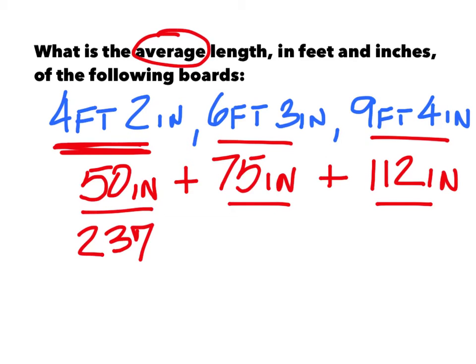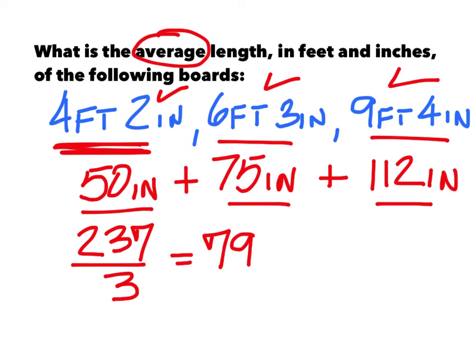237, and what should I do to that 237? Divide it by 3, because we have 3 items in our list. So 237 divided by 3 comes out to be 79 evenly. So 79 inches, but we have to express the answer in feet and inches.